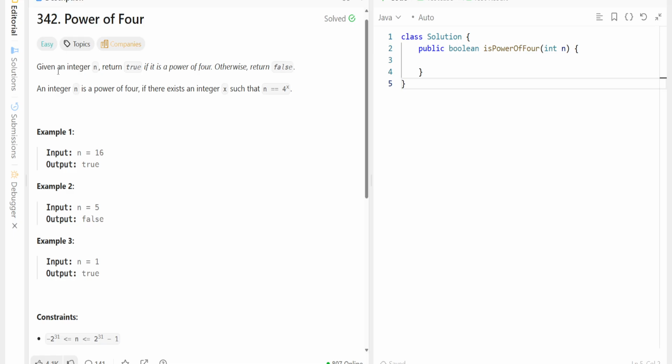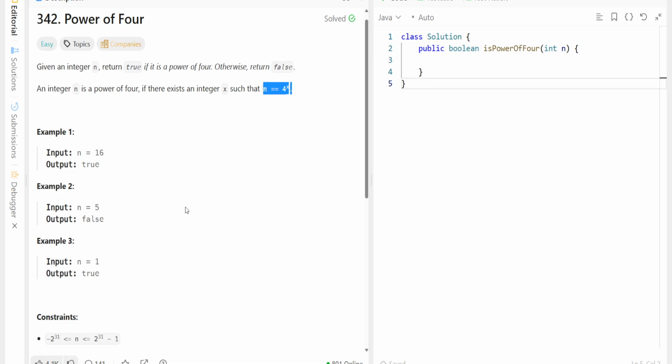First of all, understand what is given in the question. We are given n as an input. n is an integer, and we have to return true if it's a power of 4. For example, 4 to the power 2 is equal to 16, so it's a power of 4; otherwise return false. So if n is equal to 4 to the power x mathematically, we have to return true. This type of question we have seen in mathematics in our childhood.